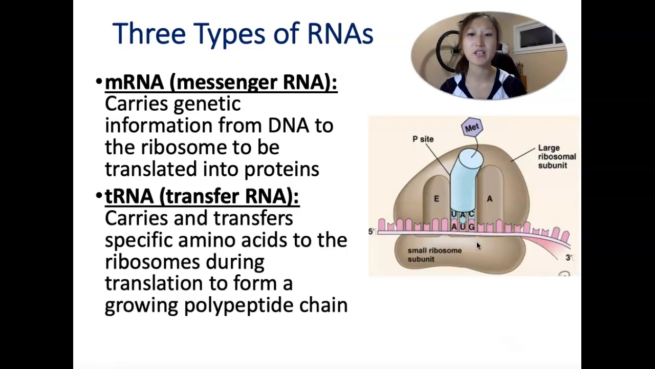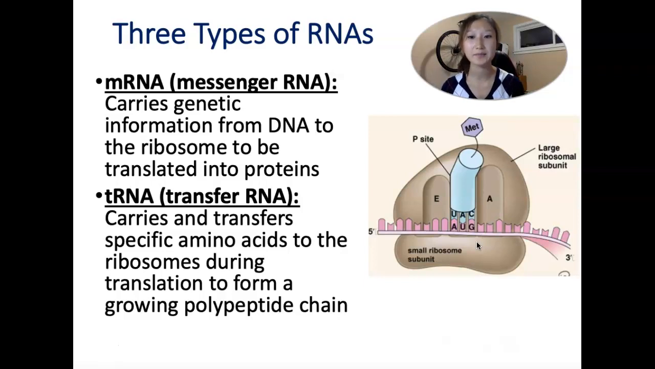The next one that we want to talk about is tRNA. tRNA is called transfer RNA, and transfer RNA is used to transfer amino acids. During translation, individual amino acids are connected together to form a polypeptide chain. The reason it's called a polypeptide chain is because the kind of bond that attaches amino acids together is called a peptide bond. It's a type of covalent bond.